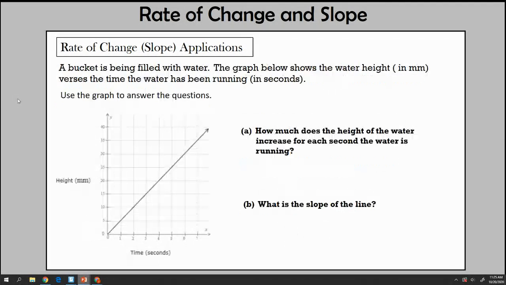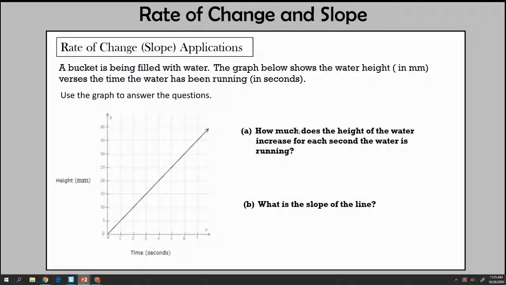Okay. And then last of all, I put another one in here. So a bucket being filled with water. The graph below shows the height in millimeters versus the time the water's been running in seconds. So looking at the graph here, here's my time, and it's by 1 second. And here's my height. It's by 5 millimeters. They're going by fives here. And you can see that we're starting at 0, so the bucket's empty when we start.